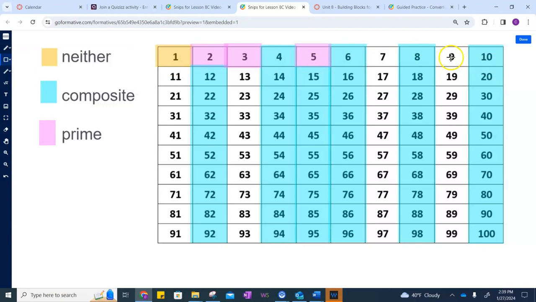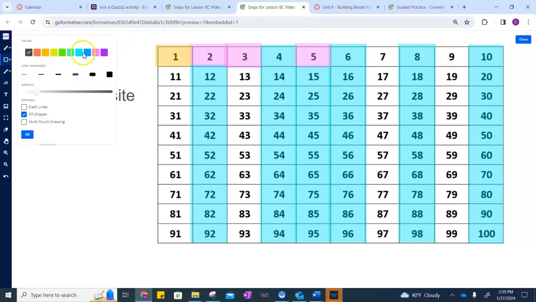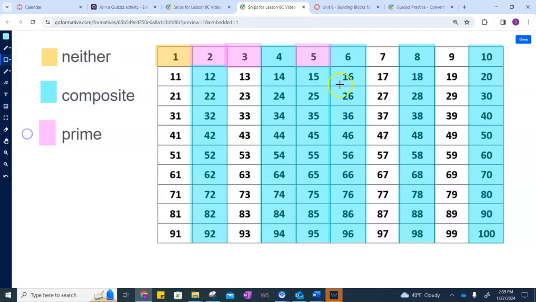We're also going to check 9. Your basic fact knowledge should tell you that 3 goes into 9 3 times. So 3 is a factor of 9, and so is 1 and 9. So we are going to categorize that as a composite number. It has 1, 3, and 9. It has exactly 3 factors.